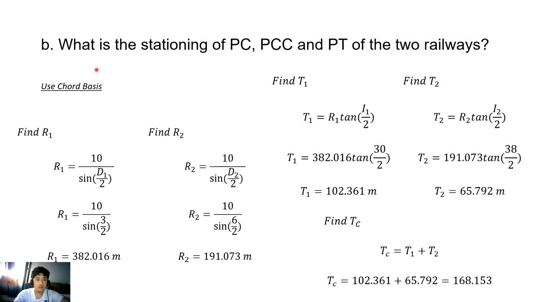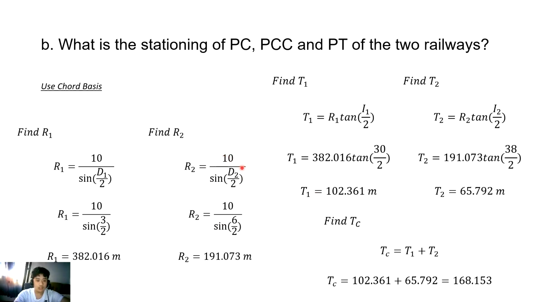Para naman sa B, what is the stationing of PC, PCC, and PT of the two railways? So, railways to, automatic gagamit tayo ng chord basis. So, same formula pa rin dun sa una nating chord basis na railways. So, R1 is 10 over sine D1 over 2. So, substitute lang natin yung D1 natin. So, ang D1 natin ay 3. So, sinubstitute ko lang. Then, makukuha natin yung 382.016.